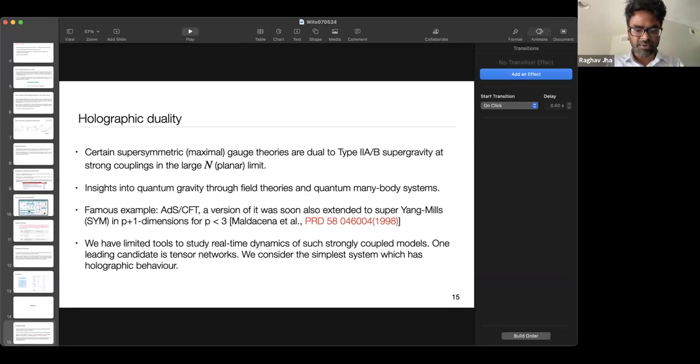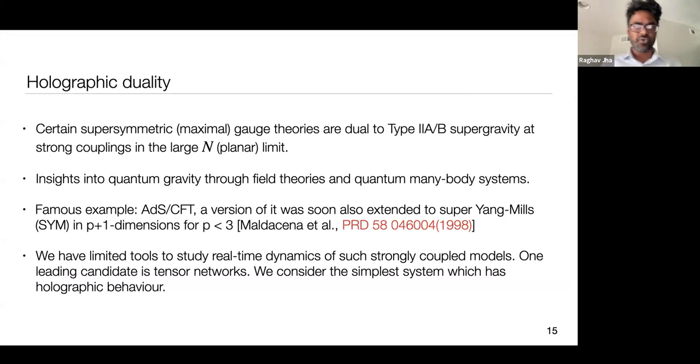Yeah. So give you insights into quantum gravity from field theories and quantum many-body systems. For example, the most famous example probably is the AdS/CFT correspondence, which relates a four-dimensional conformal field theory, which is supersymmetric with a certain number of supercharges in the large N and large lambda limit, to something which is supergravity, or for example, the low energy approximation of quantum gravity. But this is not true just for 4-dimensional field theory or 5-dimensional AdS space. This was extended soon after the original paper, in this PRD paper, to p plus 1 dimensions, where p can be anything less than 3.